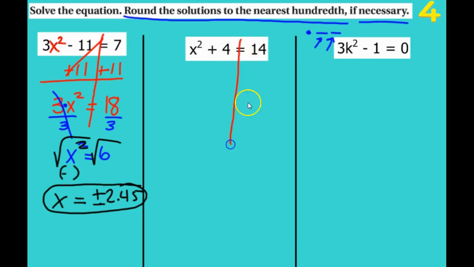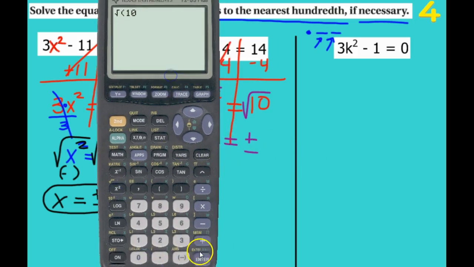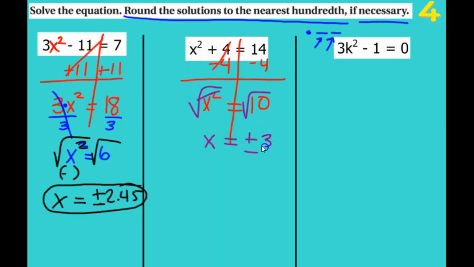Alright, let's keep going. This one, subtract 4 on both sides. And we just have x squared equal to 10. And then get rid of the square by taking the square root. We get x equal to plus or minus whatever the square root of 10 is. So second square root of 10, we get 3.162. 2 is less than 5, so leave it at 3.16.